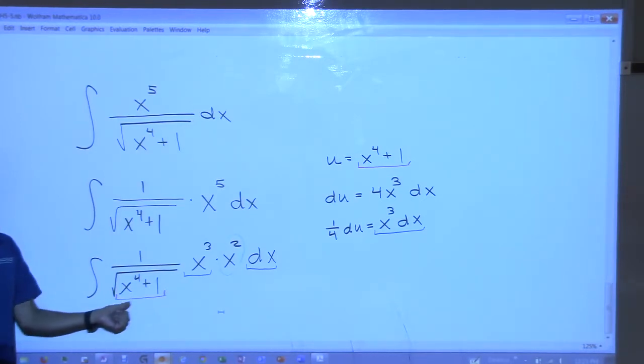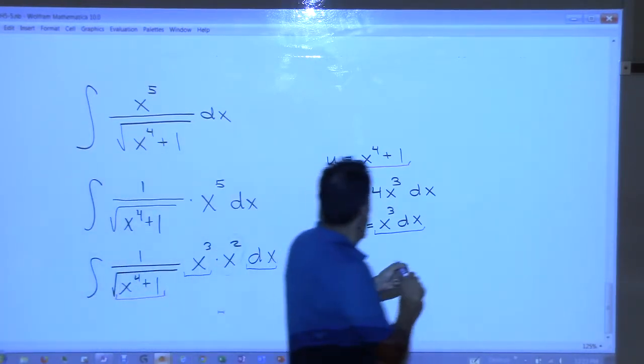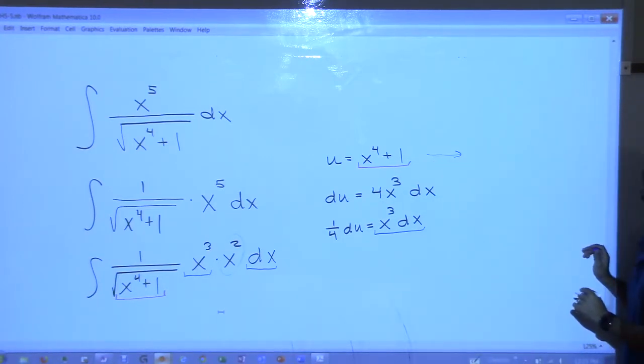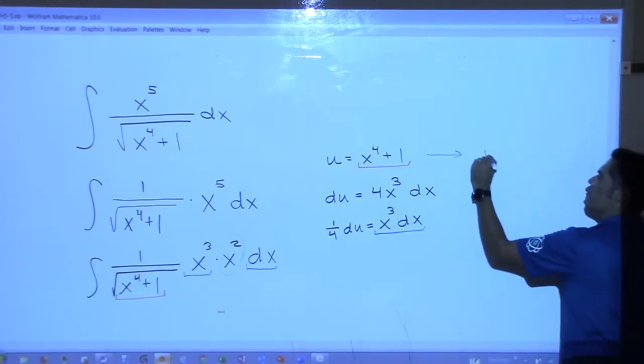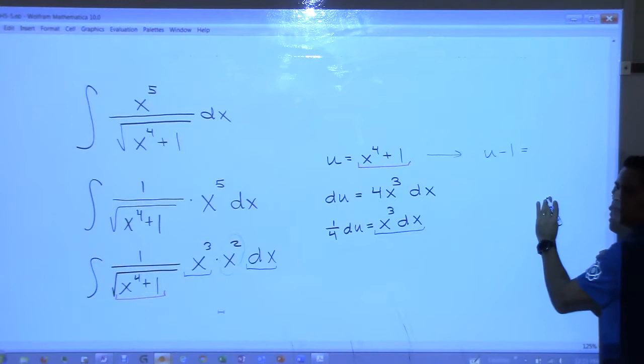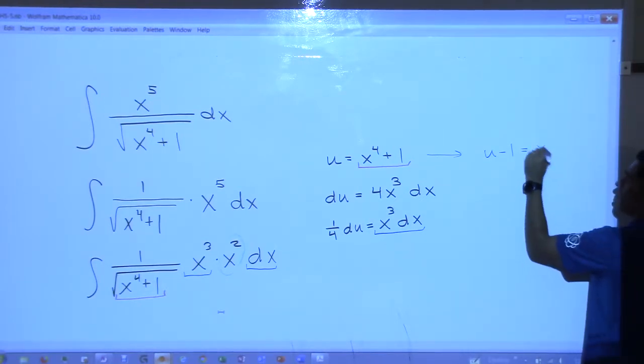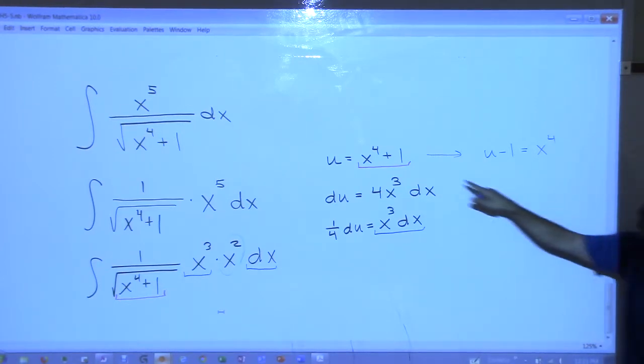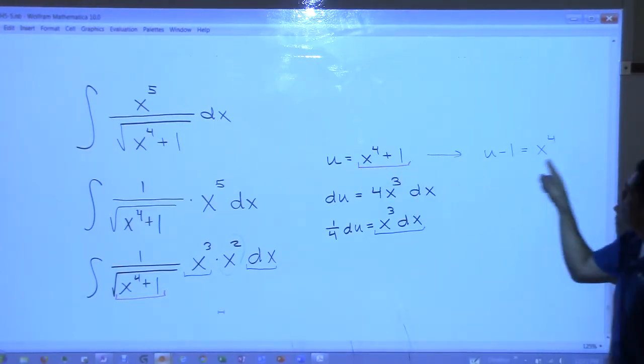Okay, good. What do you got? For x squared, use the u equals x to the 4th plus 1. Go back up to this and solve for x squared. Does that seem reasonable to everyone? How would you do that? So subtract 1 from both sides, and then you have x to the 4th, right? And now square root both sides.